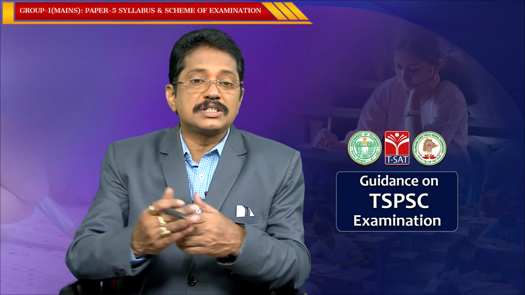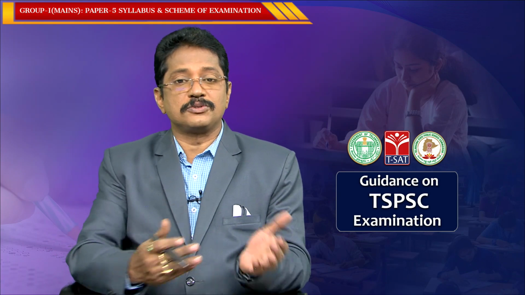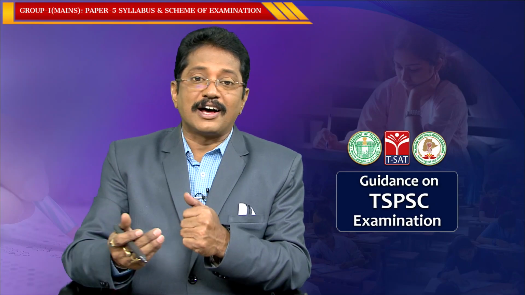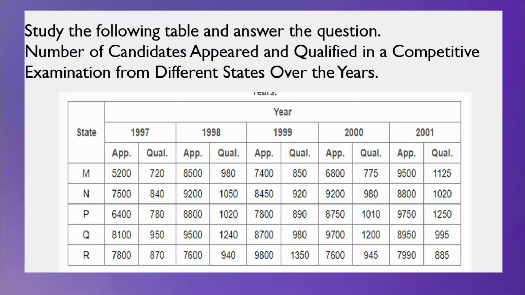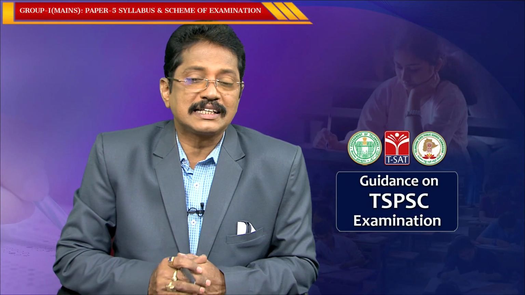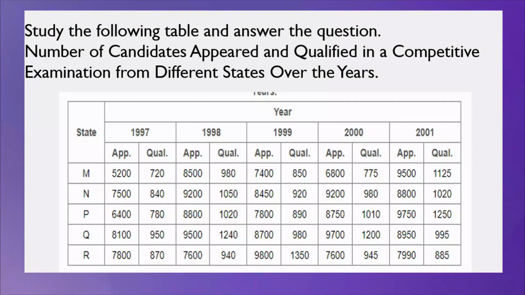Now we are going to shift from bar graphs to another area, that is, study the following table. You have to study the following table clearly and answer the question here. Here we have a tabular form. The table shows the different states by year, and how many people appeared for the examination and how many qualified. This is one competitive examination.